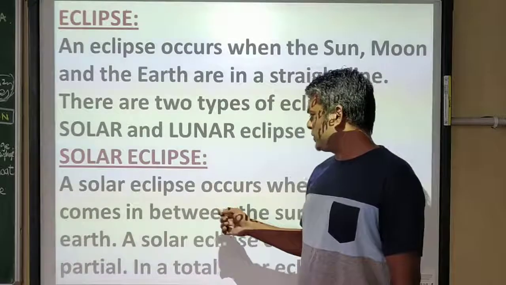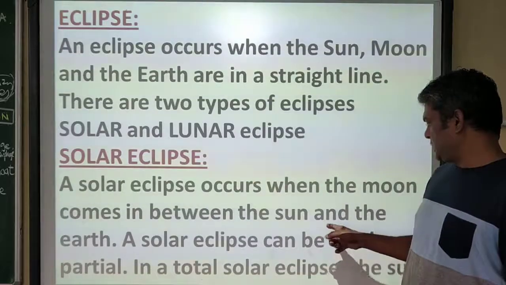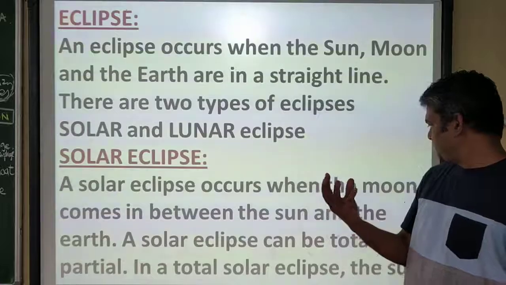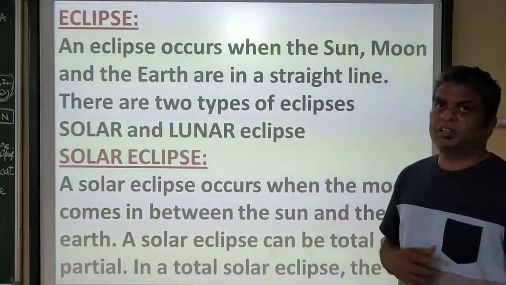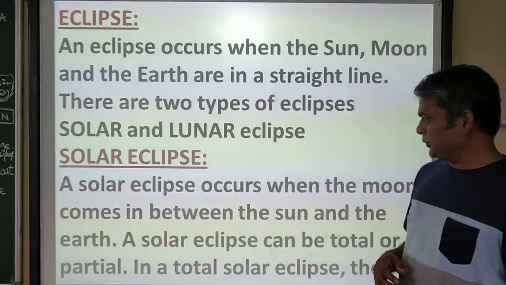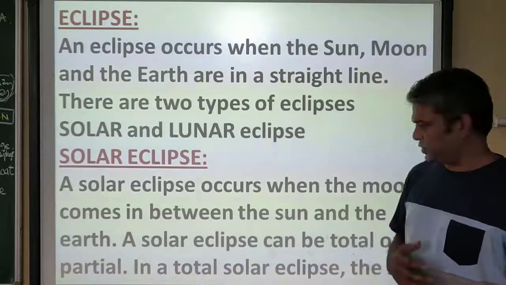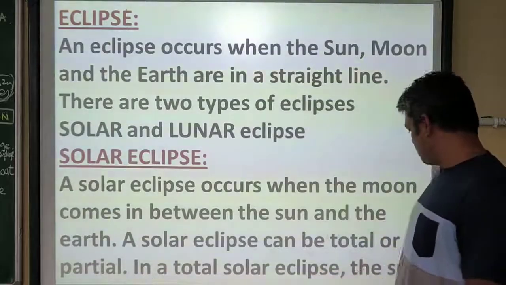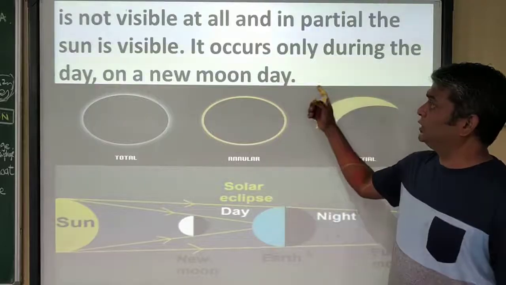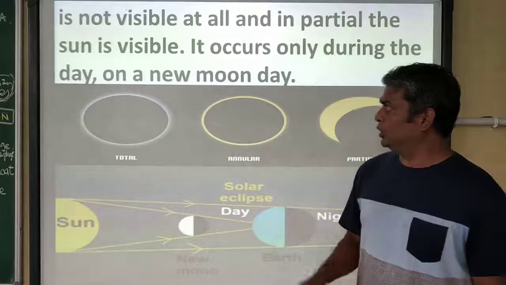A solar eclipse occurs when the Moon comes in between the Sun and the Earth. So when the Moon comes in between the Sun and the Earth, that is the time a solar eclipse takes place. Okay? A solar eclipse can be of two types, total or partial solar eclipse. In a total solar eclipse, the Sun is not visible at all, and in partial, the Sun is visible. It occurs only during the day on a new moon day.